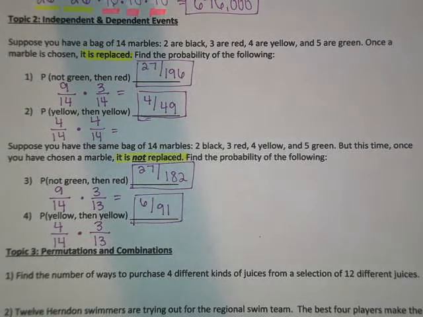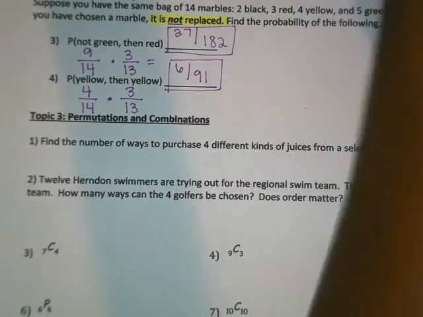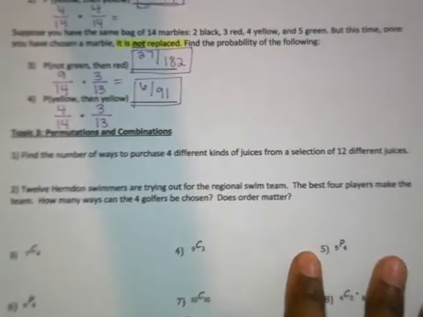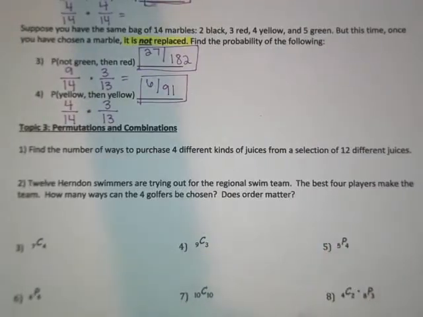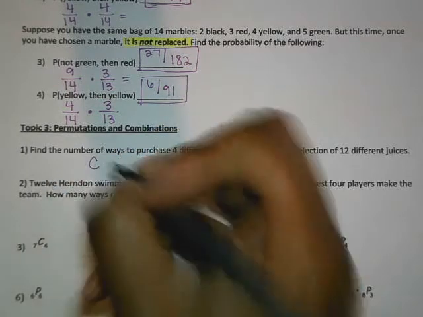All right, let's move on to the last section. Permutations and combinations. All right, so number 1 says, find the number of ways to purchase 4 different kinds of juices from a selection of 12 different juices. So in this case, if I had to choose between permutations and combination, this would be a combination. Order does not matter. Okay, so that's why it's a combination. I'm just choosing. So I'm going to put this big C here.